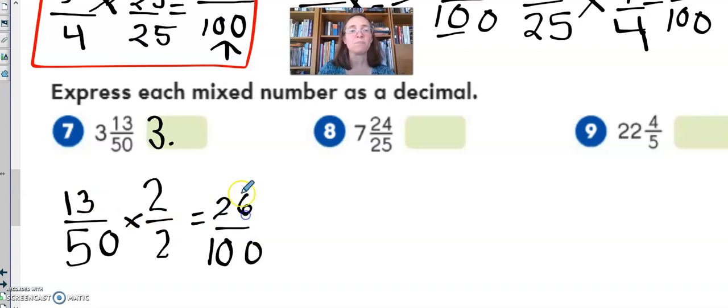And how were you able to do that, Ms. Foster? I actually did 13 plus 13 in my head.